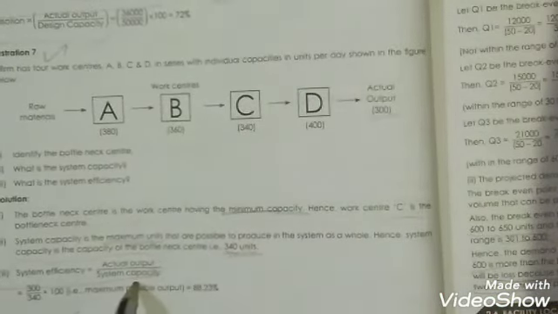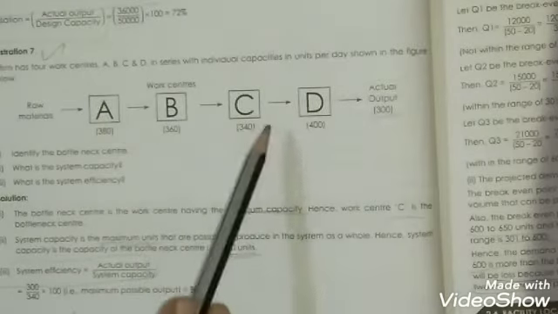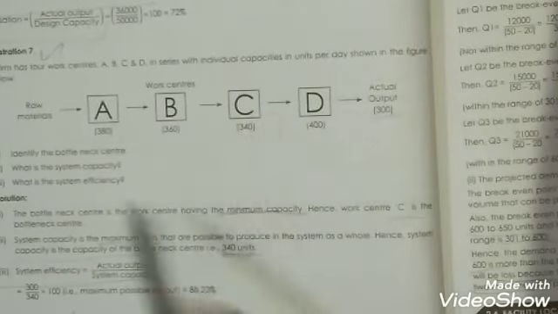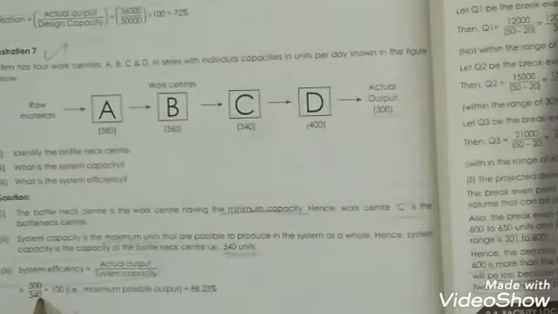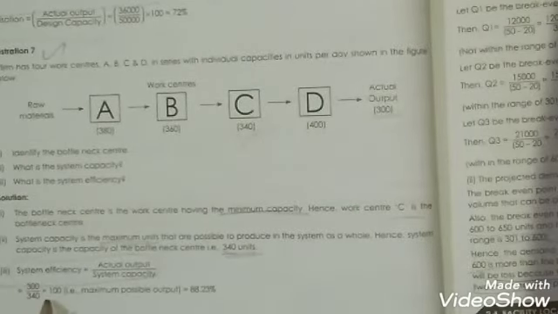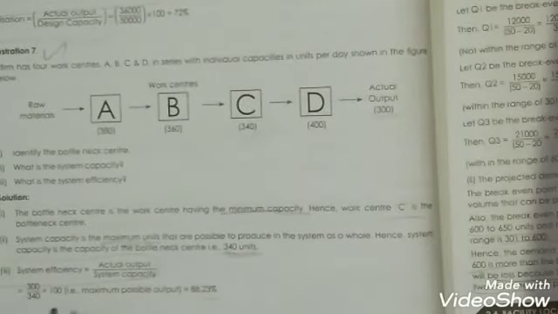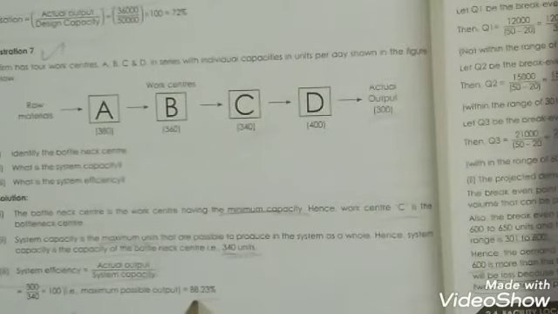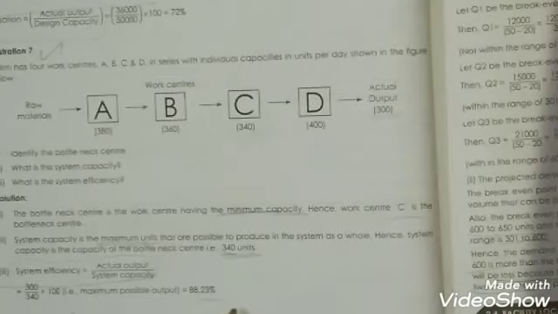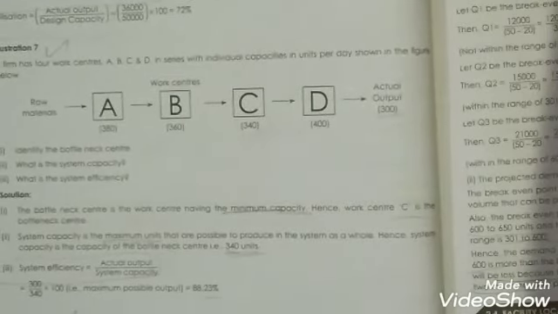So system efficiency, we should take the system capacity as the minimum capacity of the work centers. So this is the minimum capacity. So we have to put the 340 and divide it. In order to arrive at the answer as a percentage, we have to multiply it by 100. So 300 divided by 340 times 100, the answer will be 88.23%. So this is the answer. Okay.